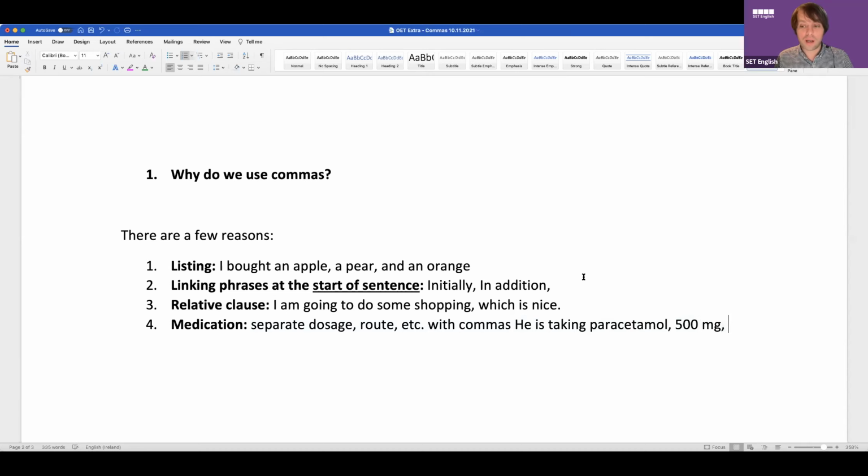from the drug, right? And you might say daily as well. There's commas here. So Bianca's very right. In medication, we always separate the dosage with commas. We separate the route with commas. We separate the frequency with commas. Okay, but there's another reason that's much more important than that.